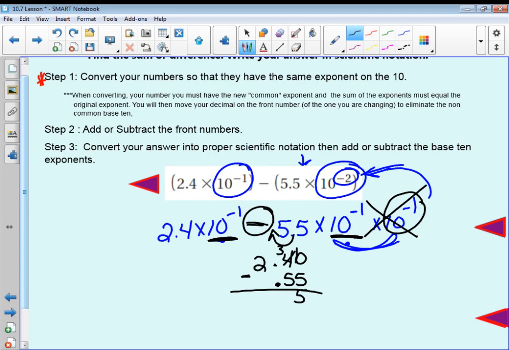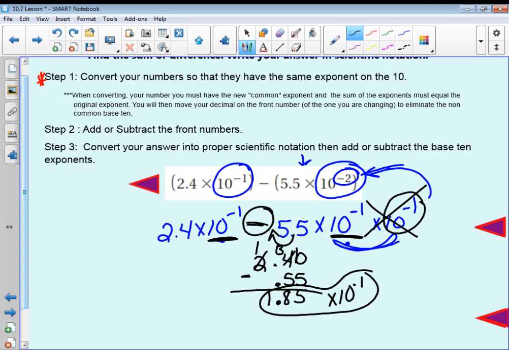13 minus 5 gives me 8. Bring my decimal down, so it's 1.85 times 10. My exponent that I chose to use was -1. This is my final answer.